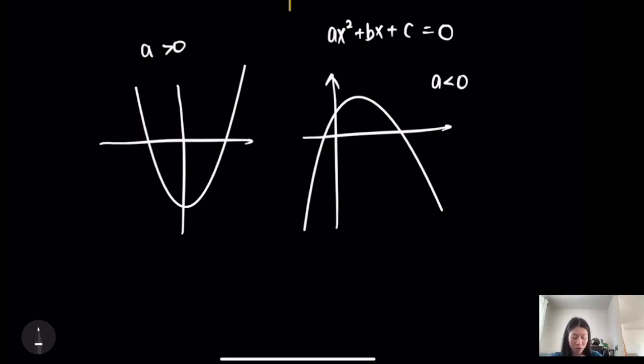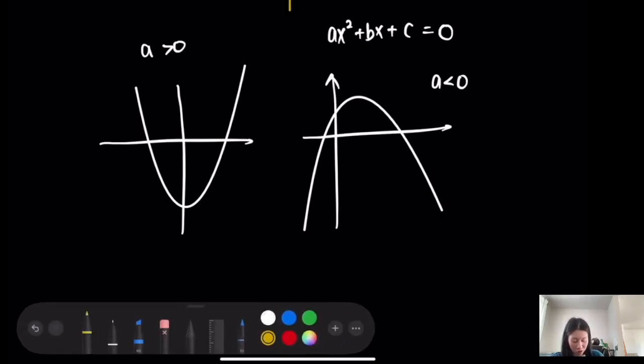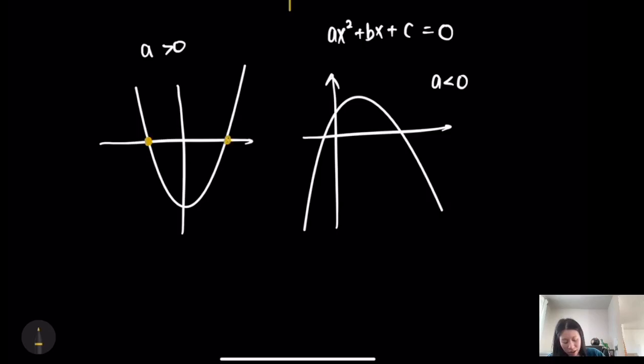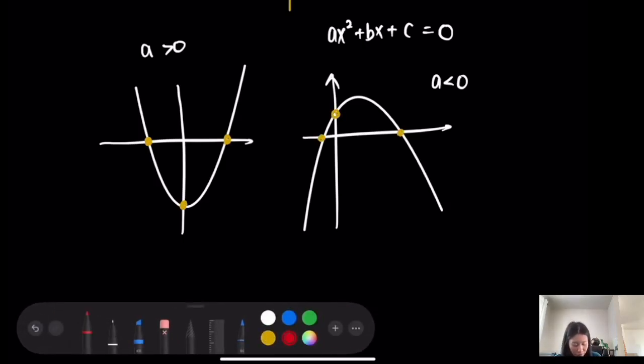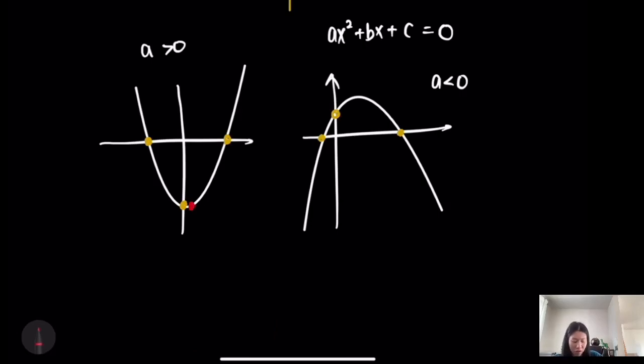Okay, so the other key points to draw a quadratic function is find out how many x-intercepts, the y-intercept, and the vertex. So I'm going to use a red pen since they're so close. These are all 4 key points to graph a quadratic function: open up or down, x-intercept, y-intercept, and the vertex.